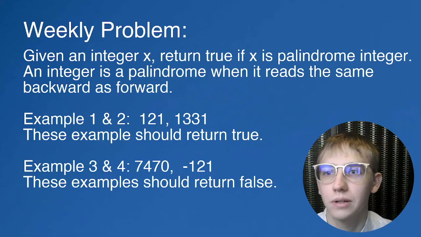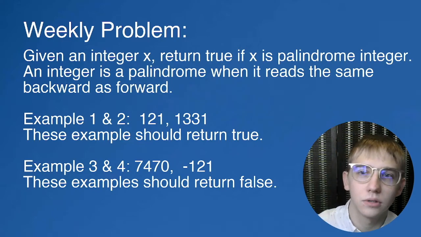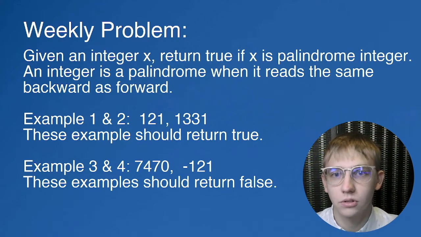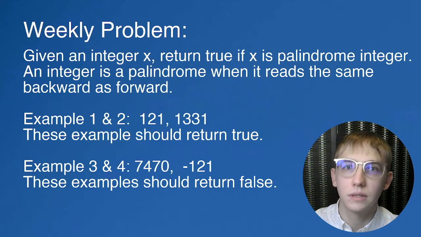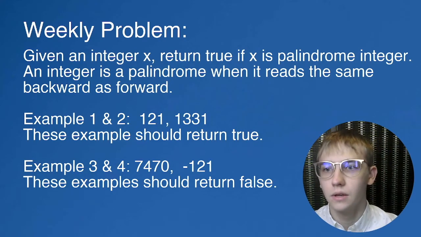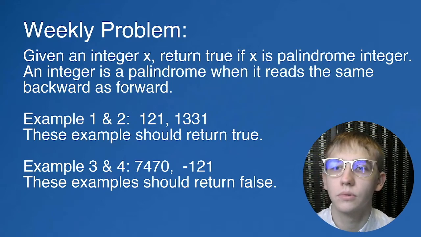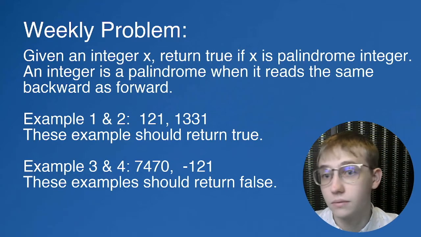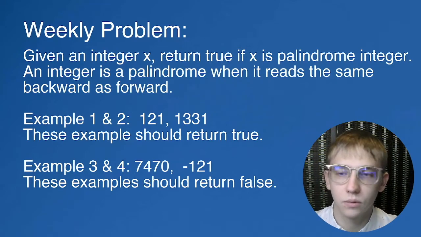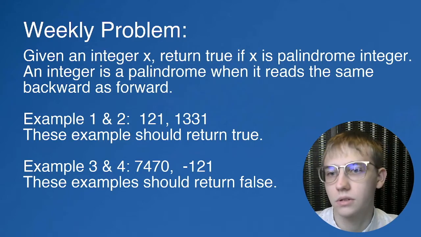Let's get into this week's problem. Given an integer x, return true if x is a palindrome integer. An integer is a palindrome when it reads the same backwards as forwards. For example, we have examples 1 and 2 right here, 121 and 1331. These should return true because 121 is the same forward as backwards, and 1331 is also the same forwards as backwards.